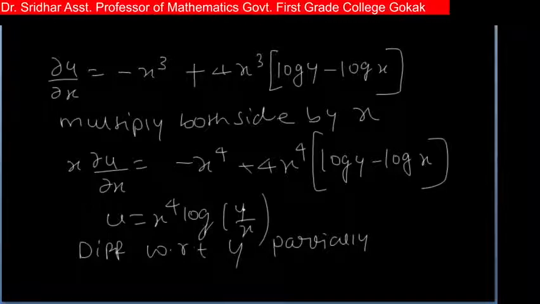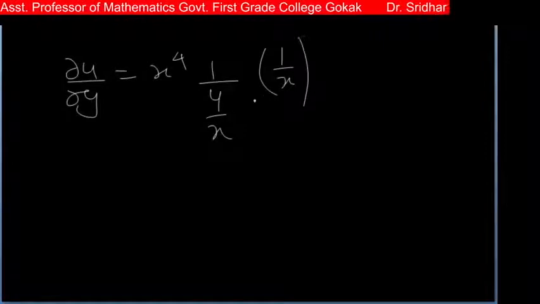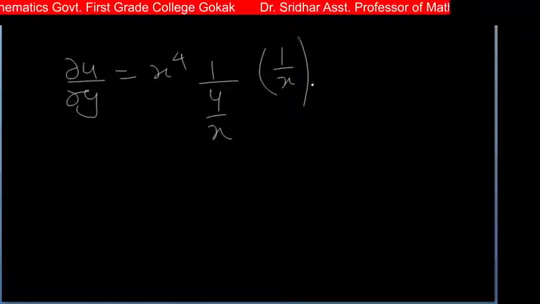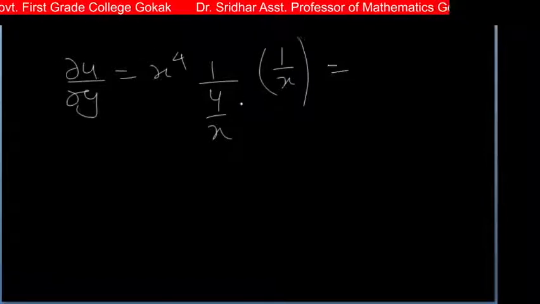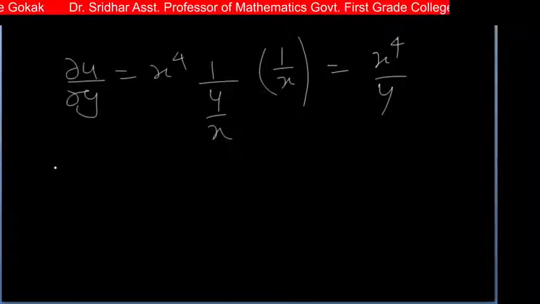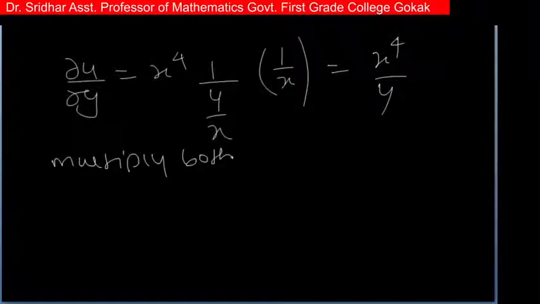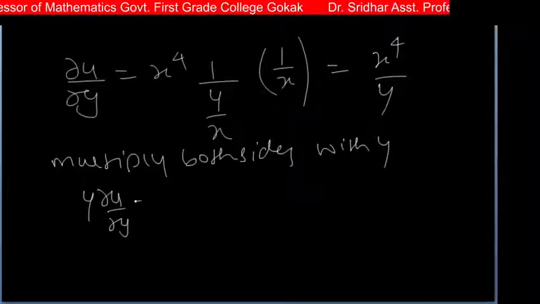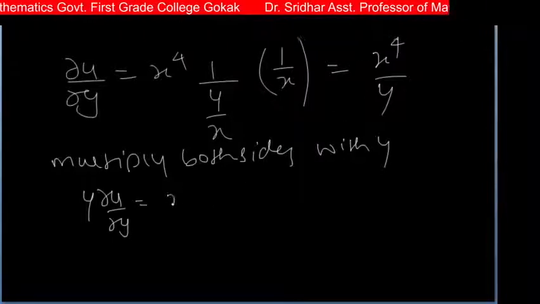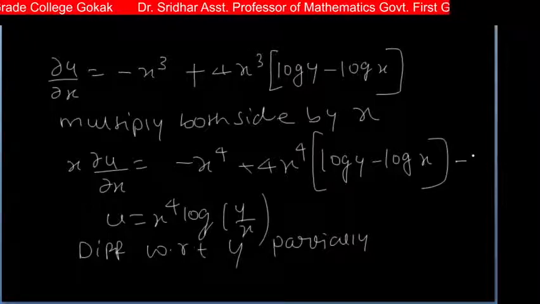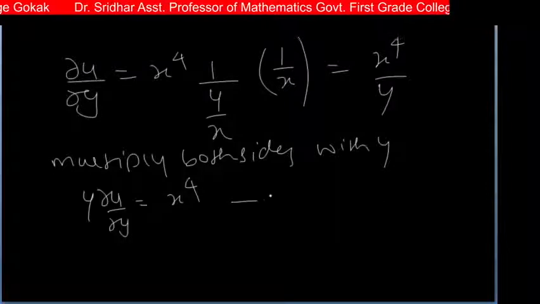So like that, one x gets cancelled, this is x^3, and this x comes in the numerator, giving x^4 by y. Now multiply both sides with y. After multiplying, y gets cancelled and we get x^4. Call this equation 2, and this is equation 3.